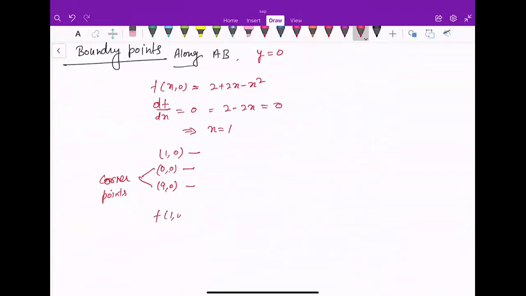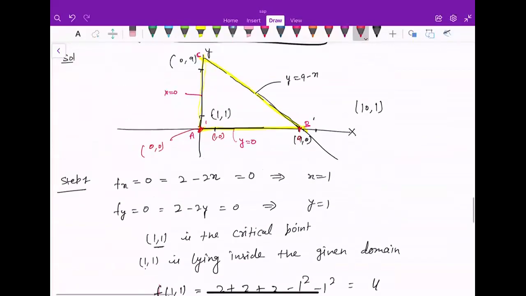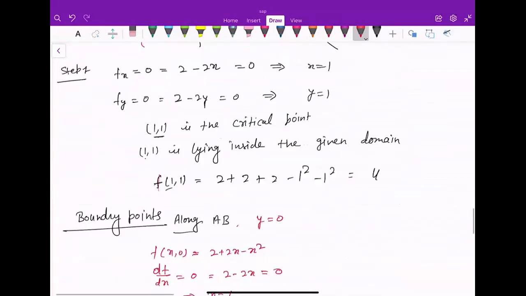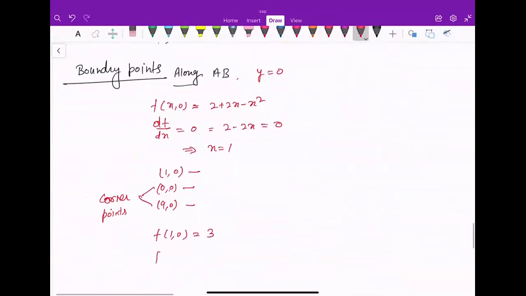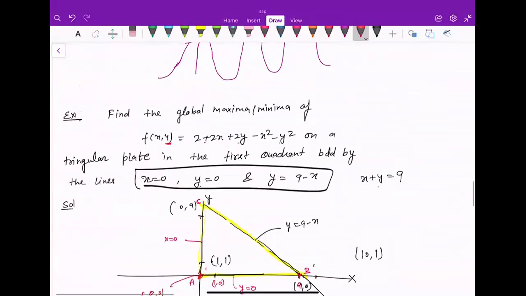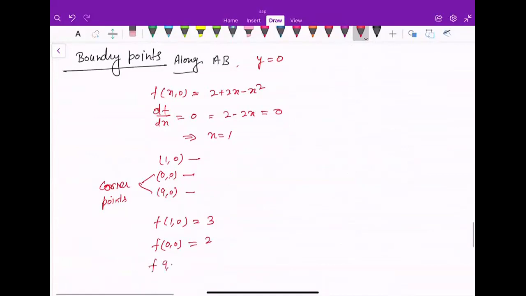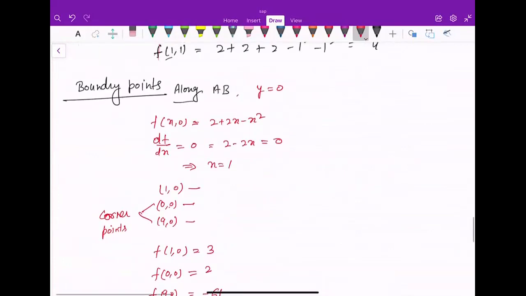So f of (1, 0) will be what? f of (1, 0), that means you are putting 1 in place of x and y at 0. So 2 plus 2 minus 1, it is 3, ठीक है ना? 3. And f of (0, 0), तो (0, 0) आपके पास क्या आएगा? 2. And f of (9, 0), I am writing directly, you can compute, it is minus 61, ठीक है ना? So along AB we have computed, we are getting 3 boundary points.